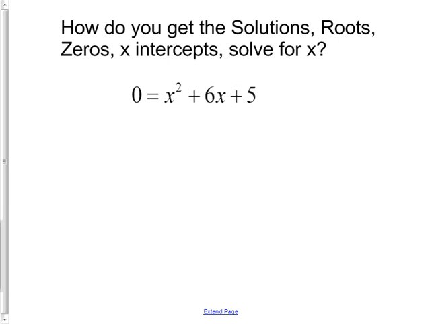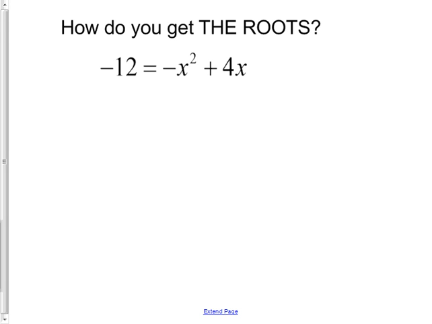So let's go down a little ways and try. How do you get the roots? Isn't that the same thing as something else? The x-intercepts, the zeros, the solutions. So if you can factor it, you should. But wait a minute. Don't you have to do something first?